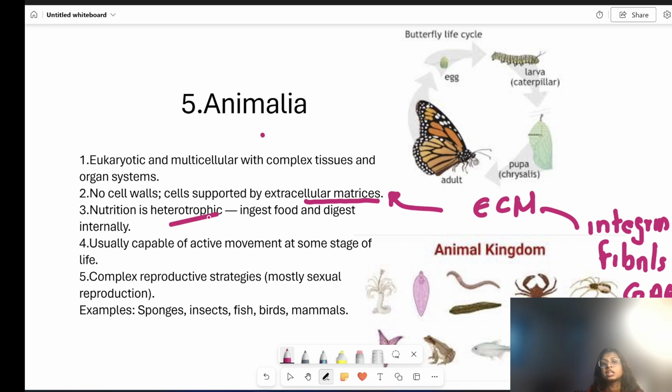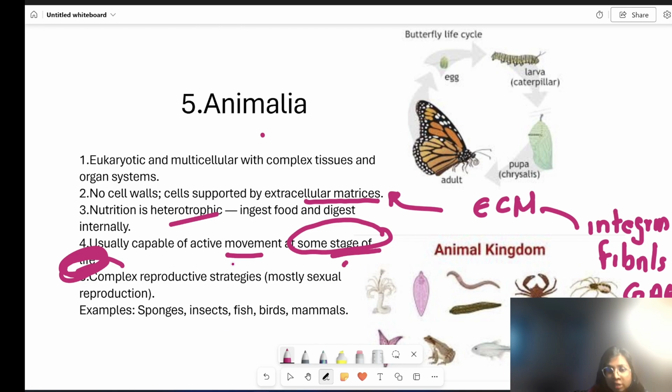Normally these organisms eat another plant or animal for their nutrition requirement. They ingest food and digest internally. Usually they are capable of active movement at some stage of life. What's the meaning of some stage of life? This is not applicable for all animals. This is applicable for some animals like the butterfly. We know the butterfly life cycle: egg, larva, pupa, and adult. In the egg, larva, and pupa stages, the butterfly can't move. As an adult, the butterfly can move. This is because of that.